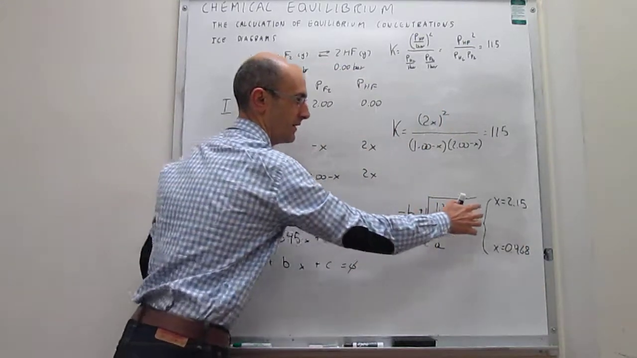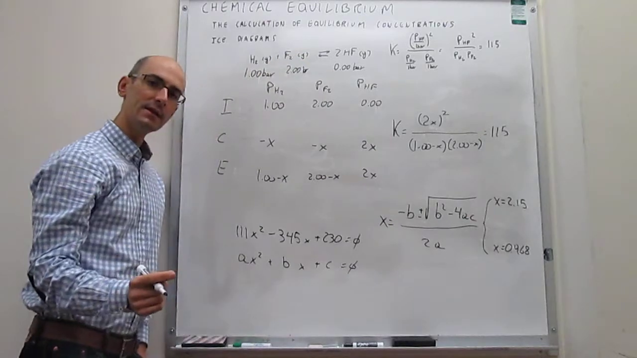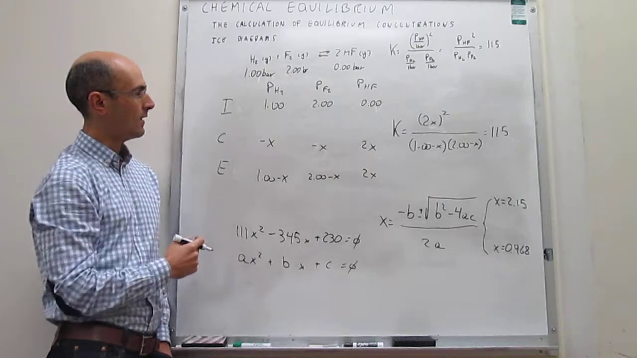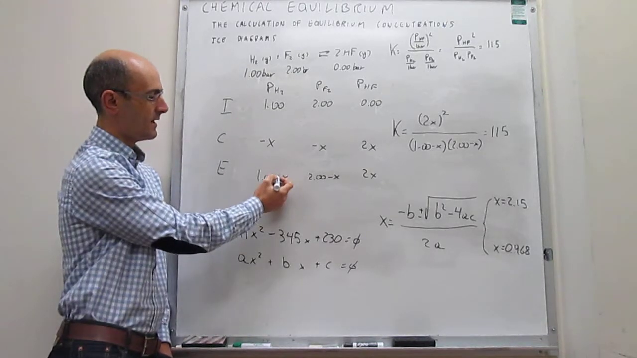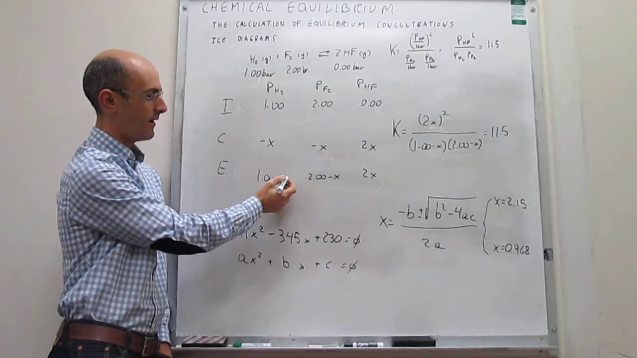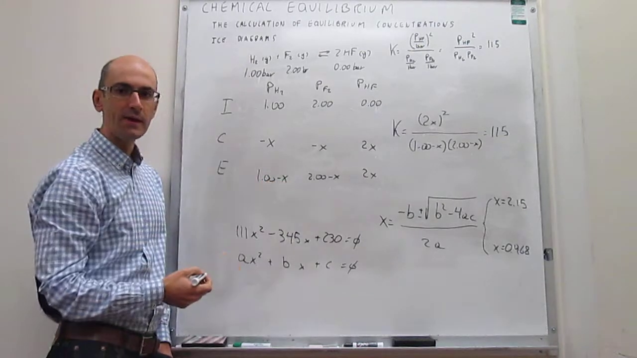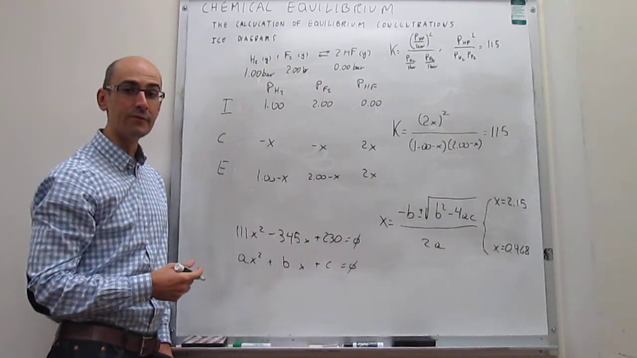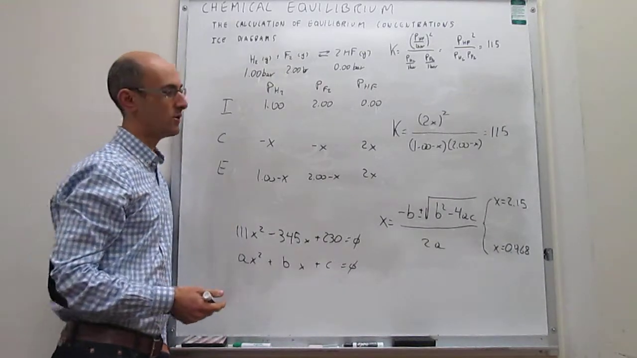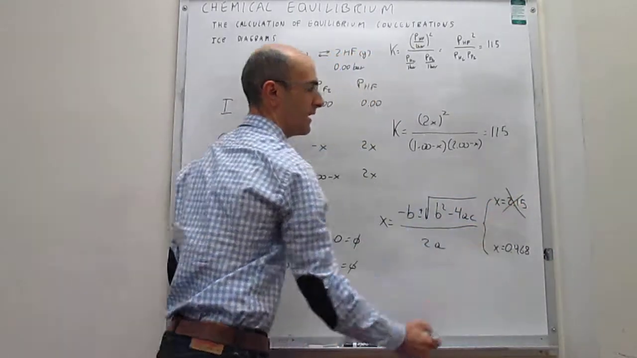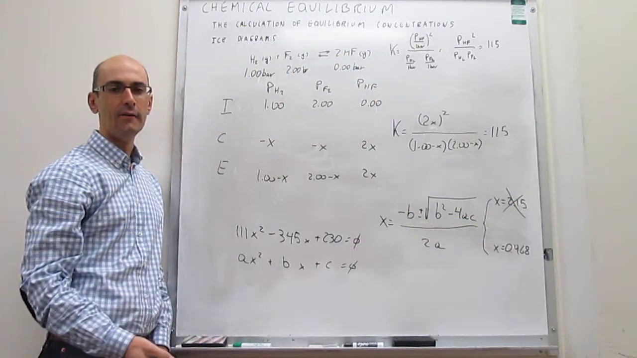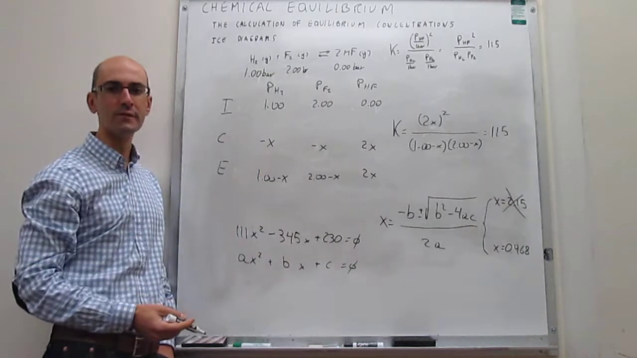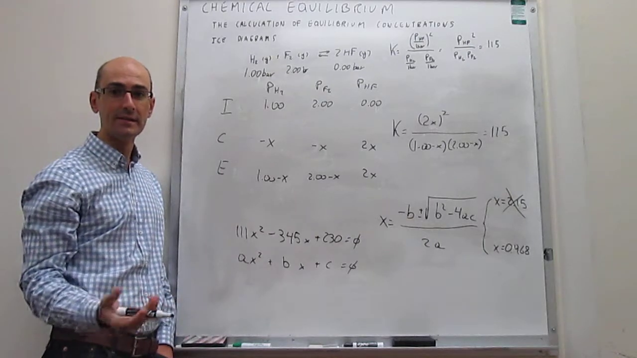Let's take the first one. x is equal to 2.15. x is the partial pressure that has reacted. Let's go to the partial pressure of H2. Notice that 2.15 bar of H2 is impossible for that to have reacted, because that would mean that at equilibrium you have a negative pressure for H2, and that simply can't be. So clearly 2.15 is the root that is not physically reasonable, because again you would have negative partial pressures of H2 and F2 at equilibrium, and that doesn't exist.